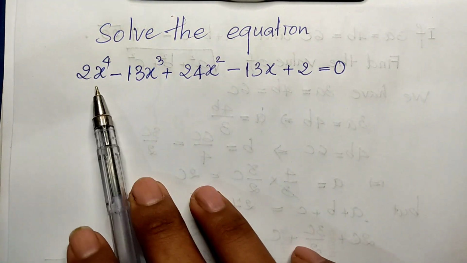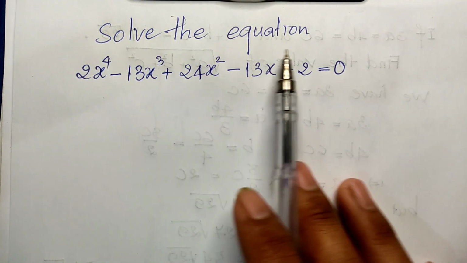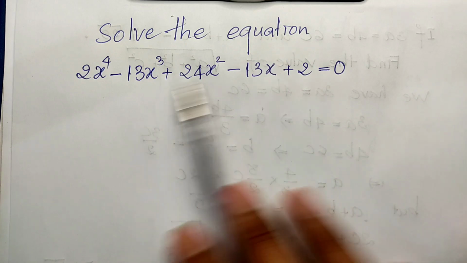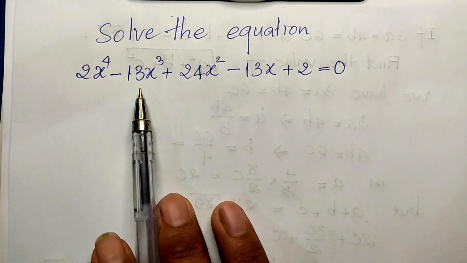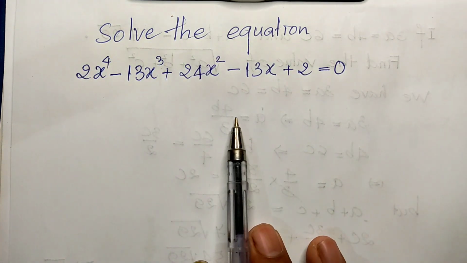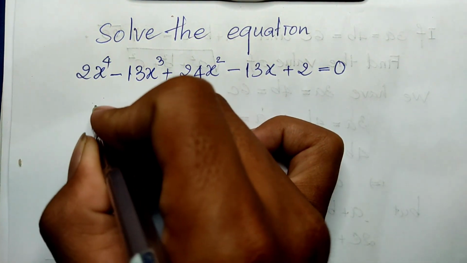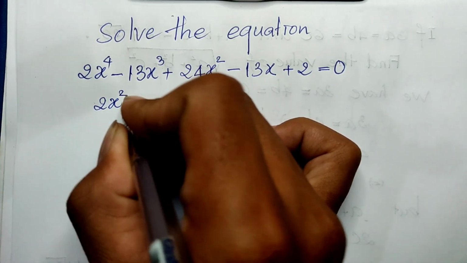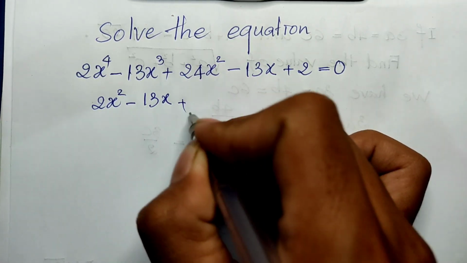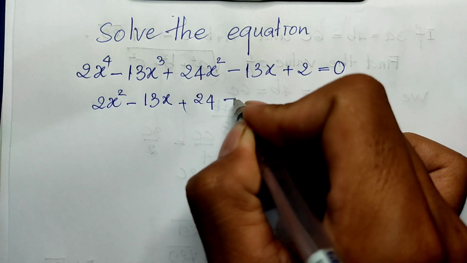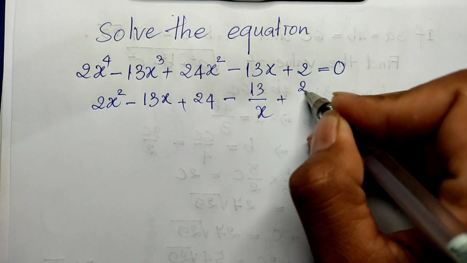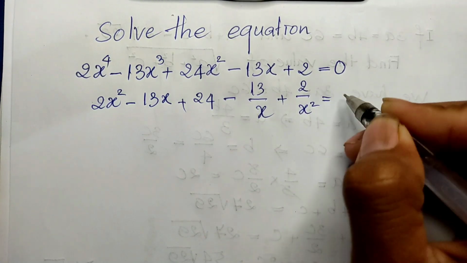So this equation is of degree 4, and I use substitution. How to substitute in this equation? Now I divide both sides of this equation by h squared. So I get 2h squared minus 13h plus 24 minus 13 divided by h plus 2 divided by h squared equals 0.